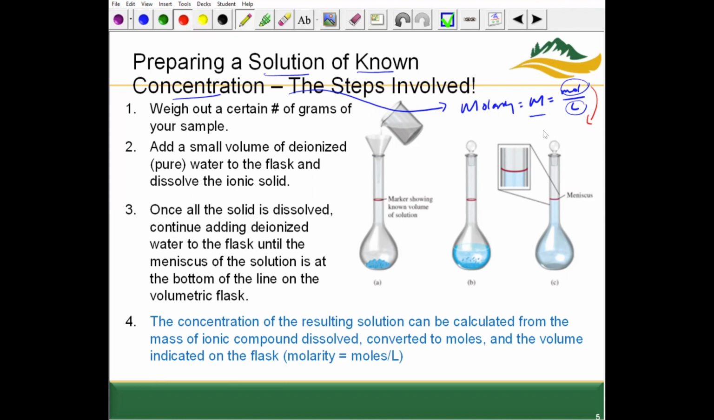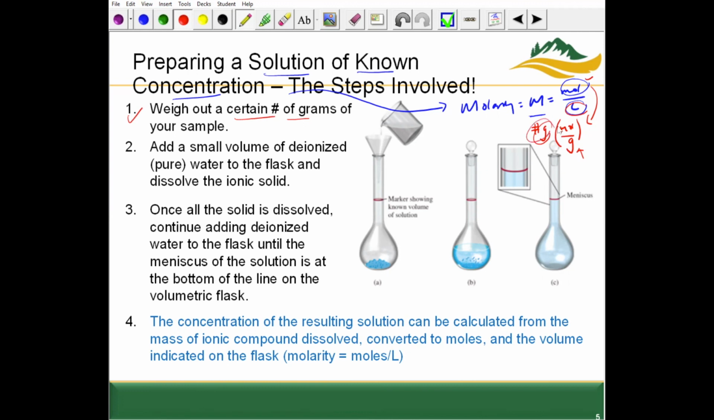So instead, we have to measure out a number of grams, then convert that into moles, or convert moles back into grams by use of our molar mass. Right, so we'll use the molar mass to connect grams to moles for the solution, and then we can measure the volume here.